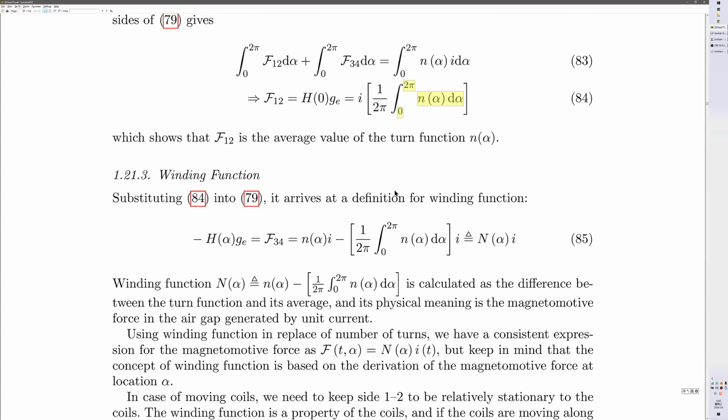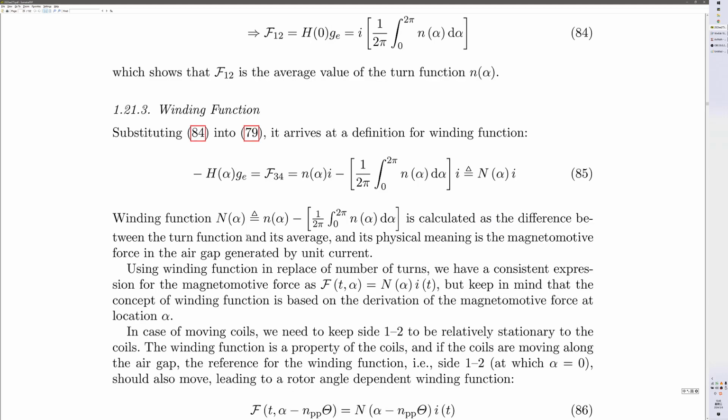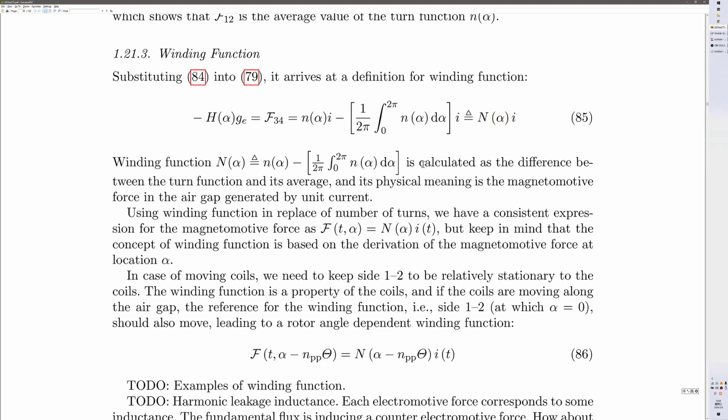Okay. So since we have this turn value average, that's really dependent on where we start our integral. That's why we want to subtract this value from our turn function, and like this. And this is known as the winding function of our coil, or of one phase. So it's independent of where we start to do the integral or the counting. Yep. That's winding function. We have derived winding function.